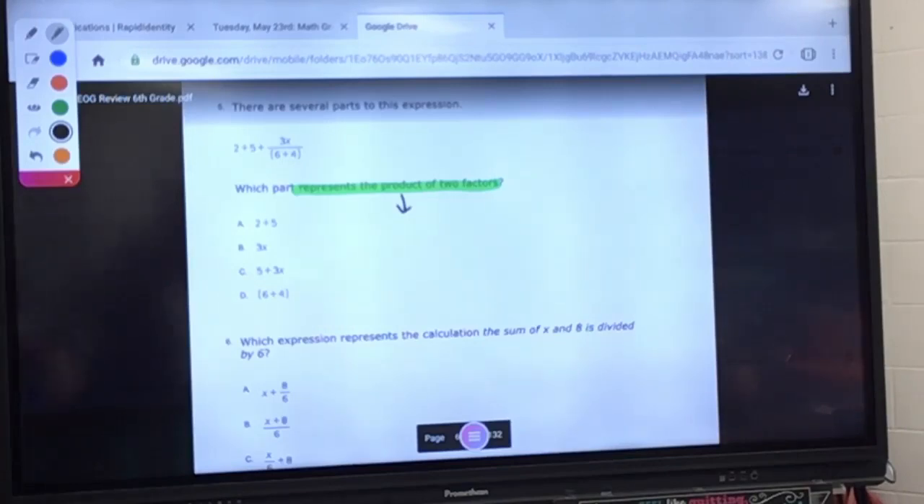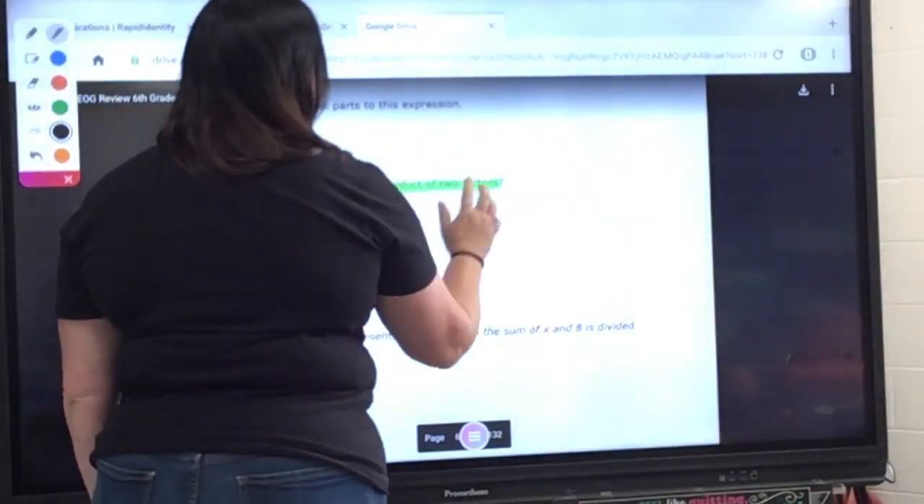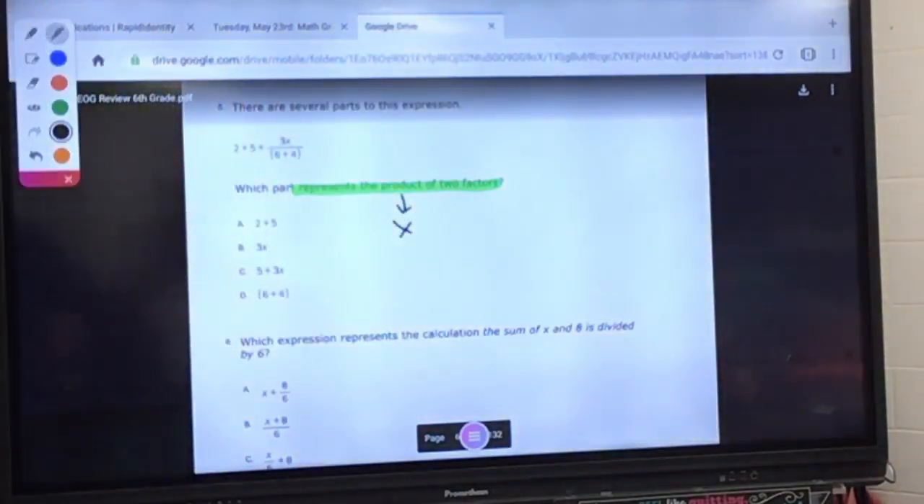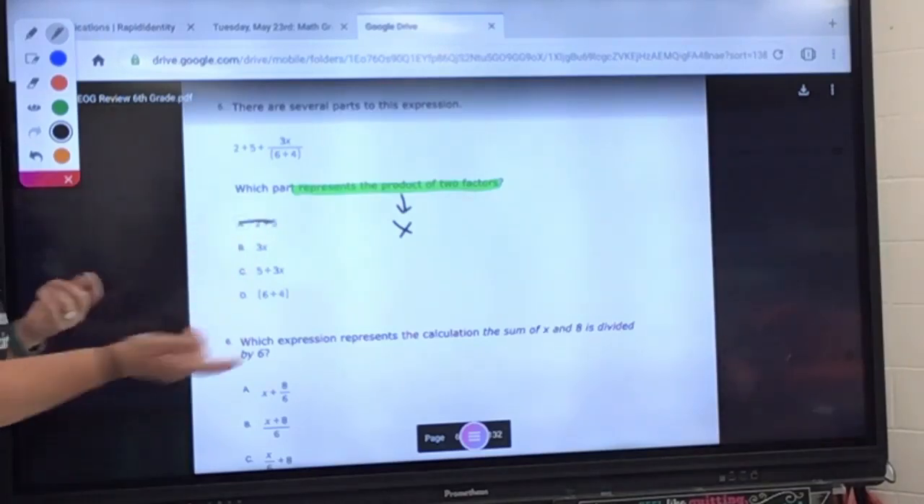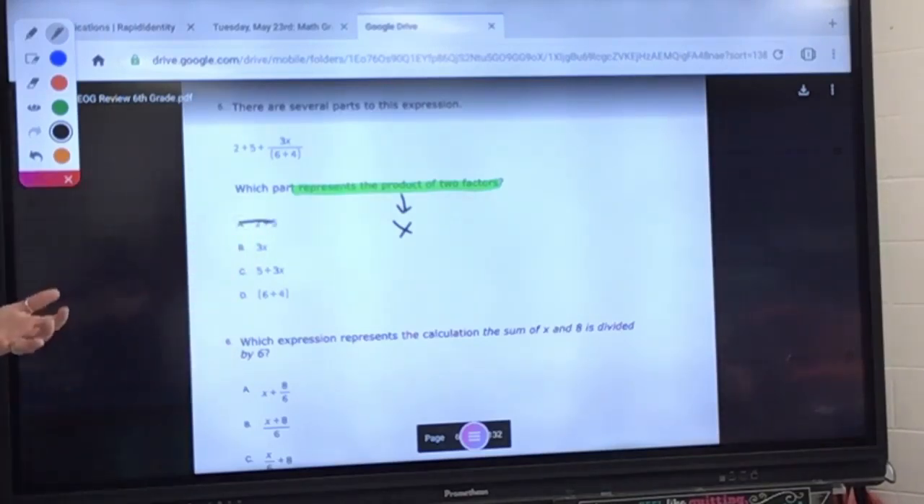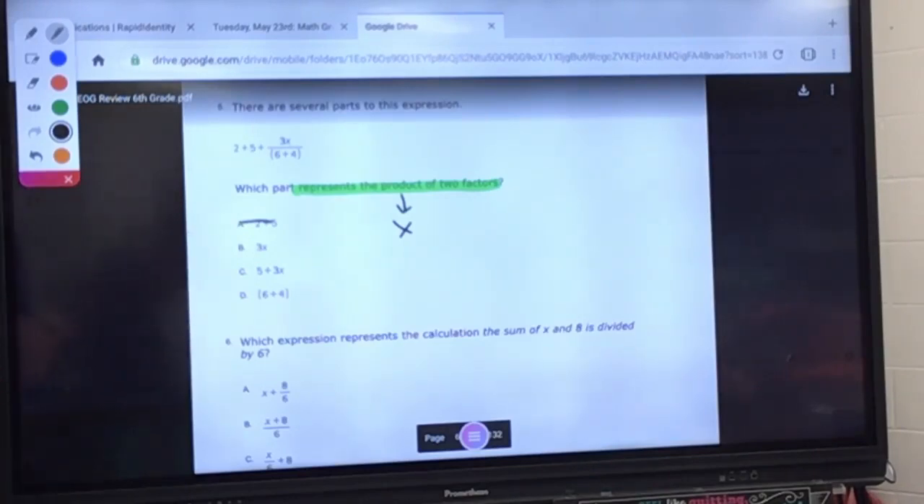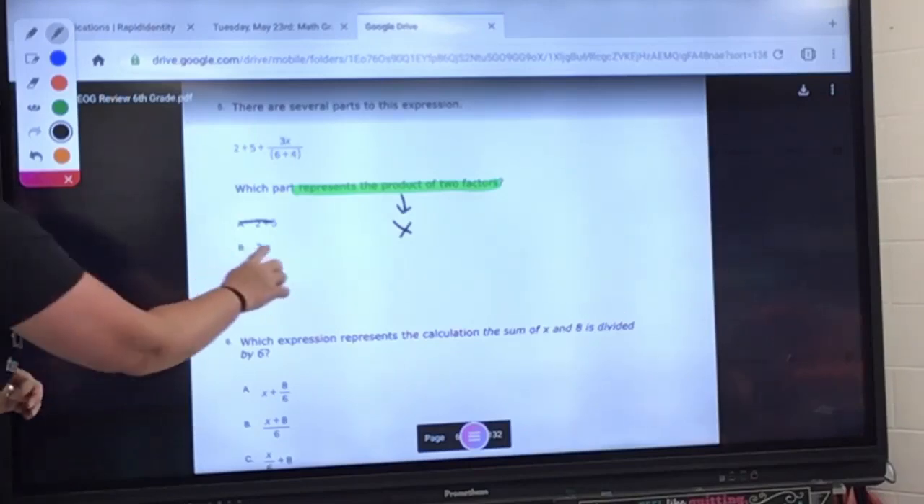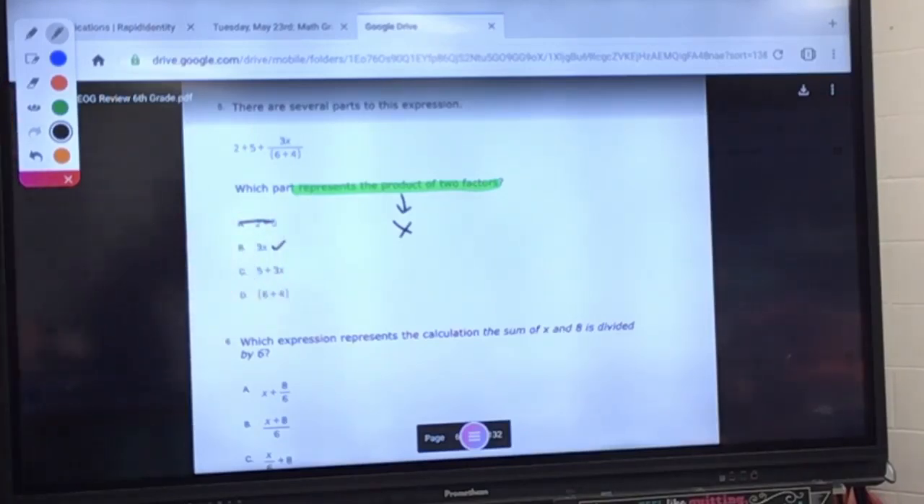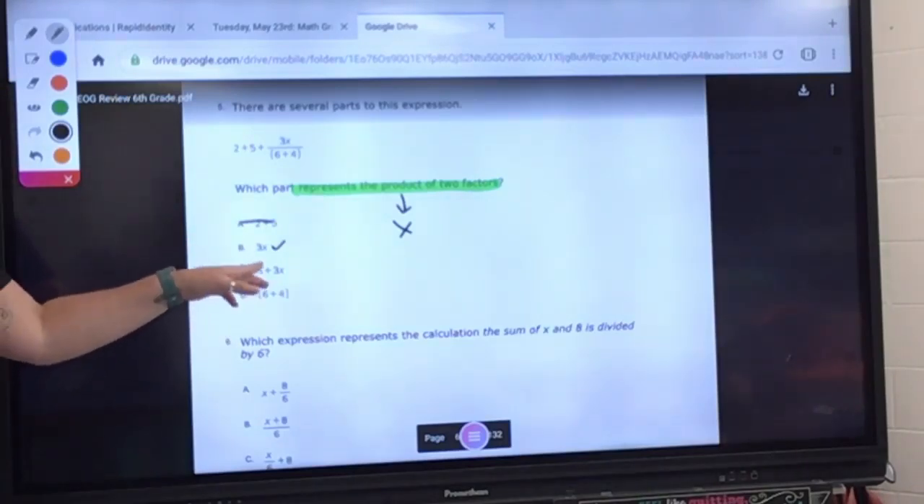Yes. So this means something that is multiplied in two factors or two, obviously, numbers or letters. So 2 plus 5. Yes, no? No. Why? Why, no? Because it's addition. All right, so then what about 3x? Potentially our answer? Okay, so let's put a little check mark next to it, but let's go through the other two.